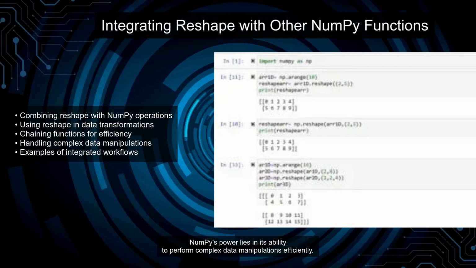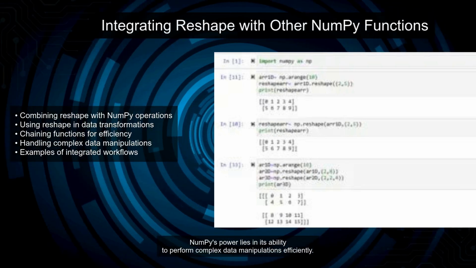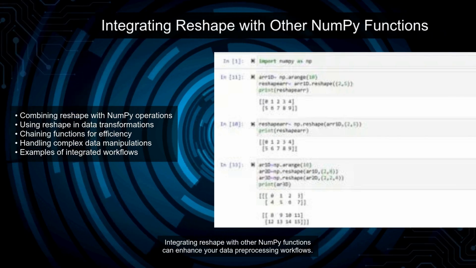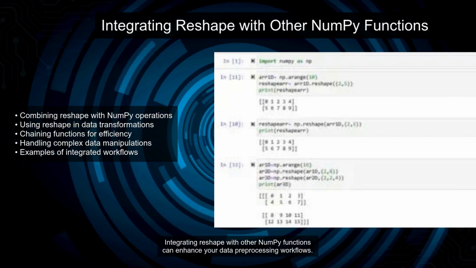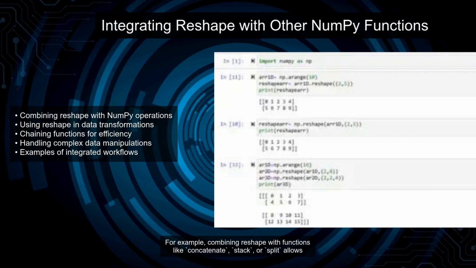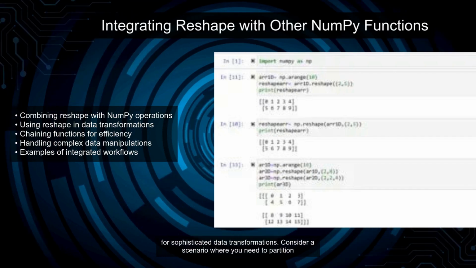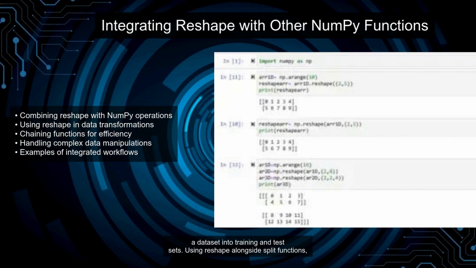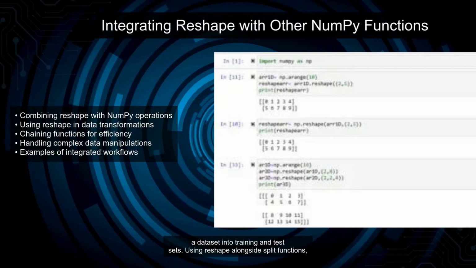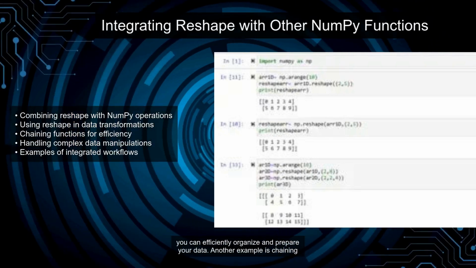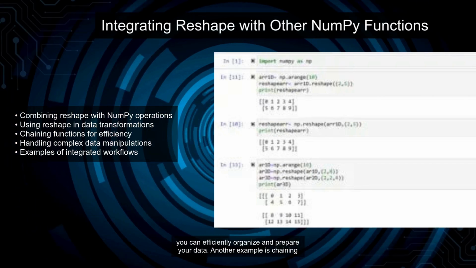NumPy's power lies in its ability to perform complex data manipulations efficiently. Integrating reshape with other NumPy functions can enhance your data preprocessing workflows. For example, combining reshape with functions like concatenate, stack, or split allows for sophisticated data transformations. Consider a scenario where you need to partition a dataset into training and test sets. Using reshape alongside split functions, you can efficiently organize and prepare your data.